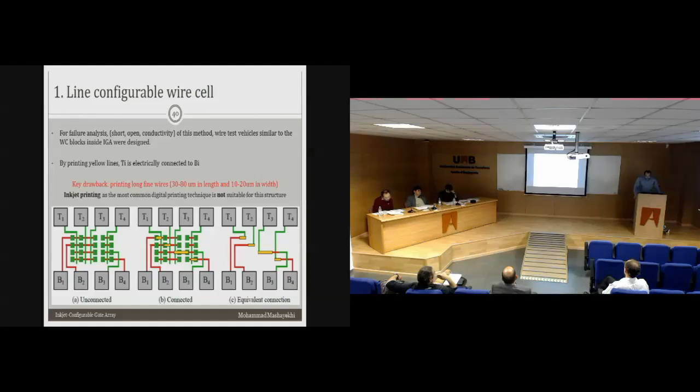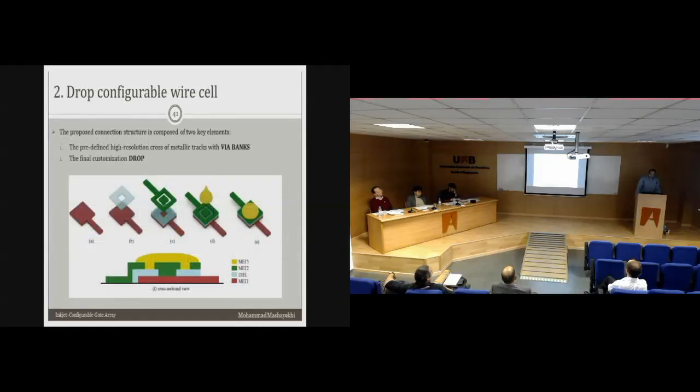There is a very important drawback in this technique, in this methodology. Printing long, fine wires, which are sometimes 80 or 100 micrometers in length and 10 or 20 in width, is not very easy by using some low-resolution digital printing. For example, taking inkjet printing into account, it is not suitable for printing very fine lines onto these structures.